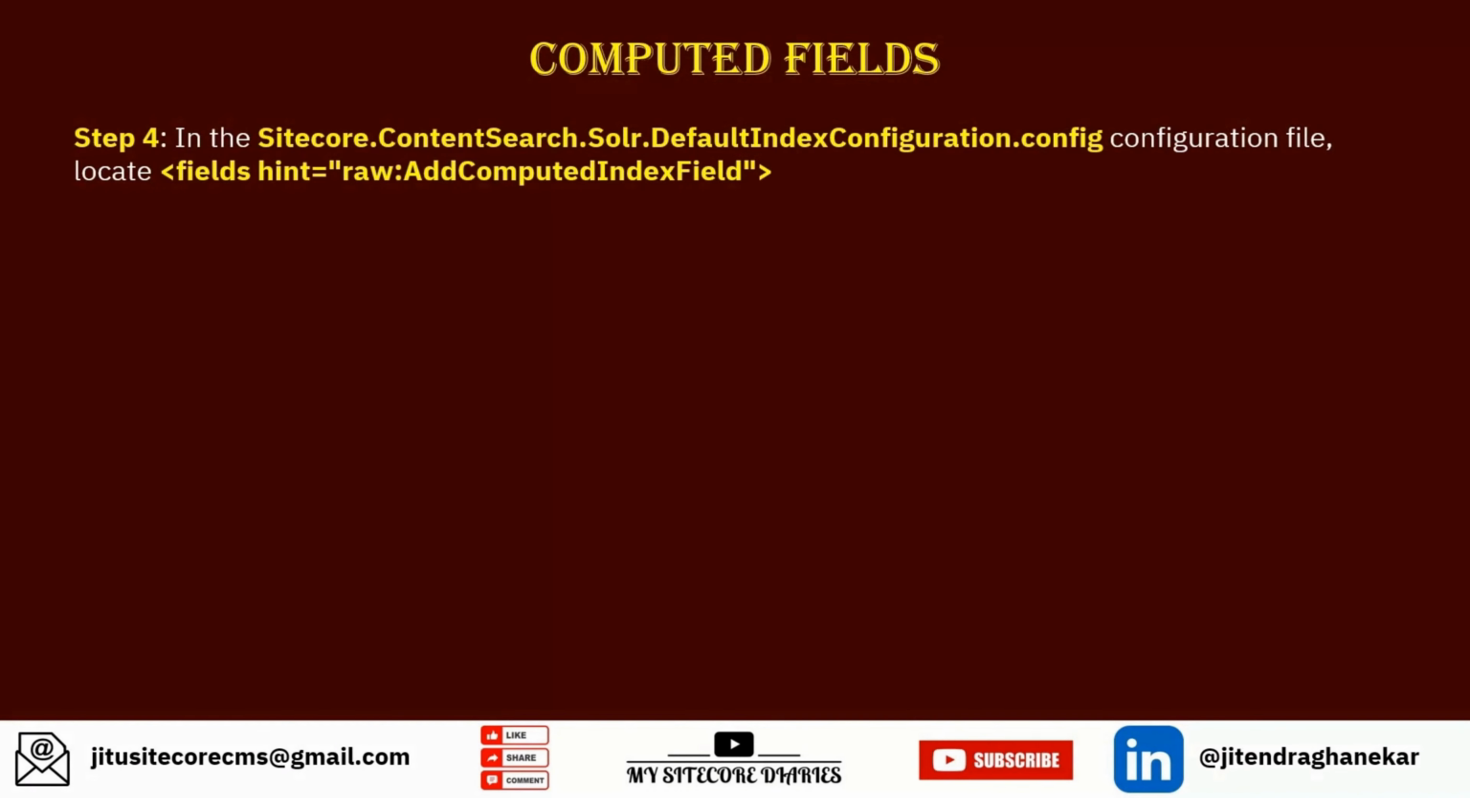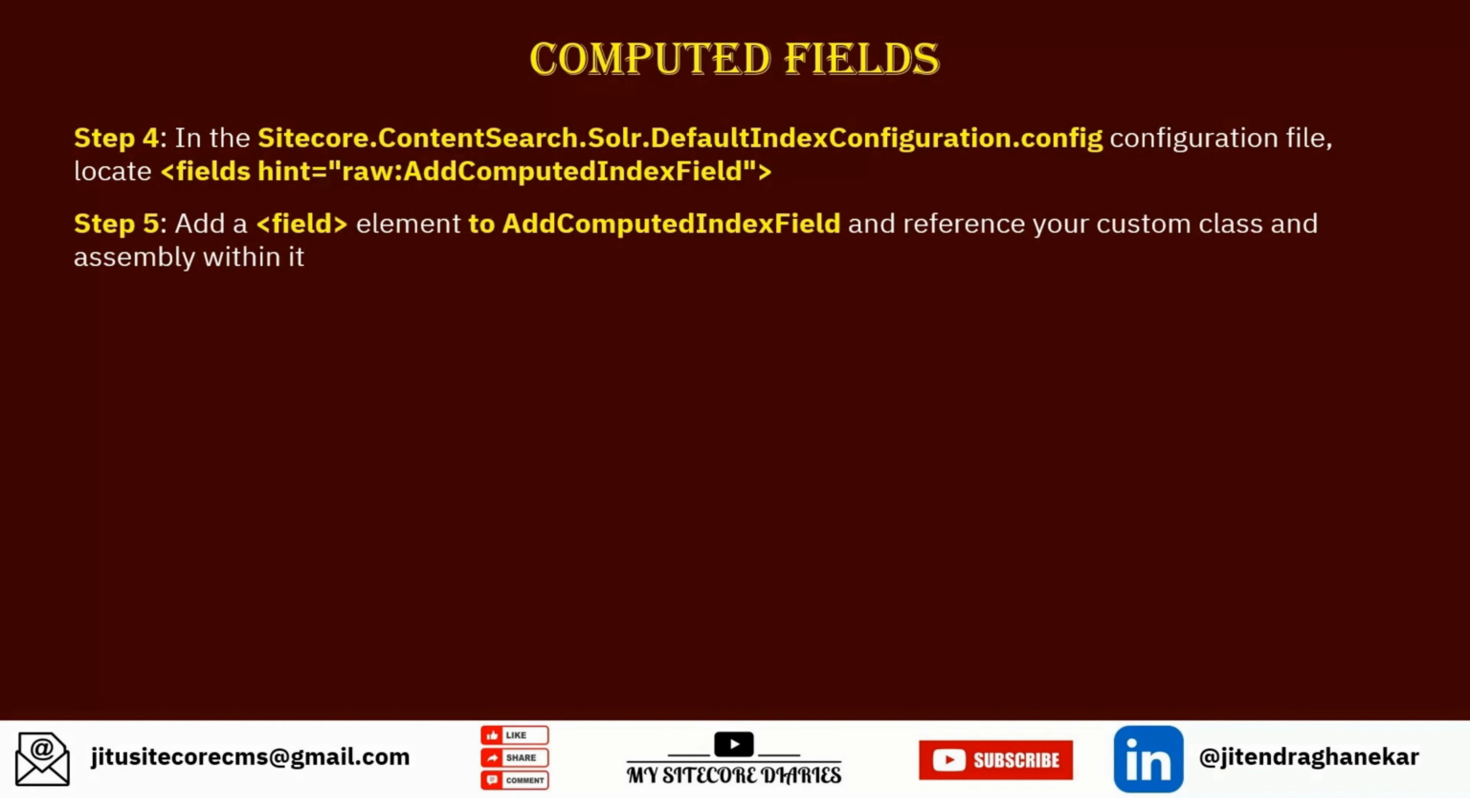Then step four is, in the Sitecore.ContentSearch.Solr.DefaultIndexConfiguration file, locate fieldMap hint equal to raw, add computed index field. You have to check where it is. Then add a field element to the computed index field and refer to your custom class and assembly within it. Then rebuild your search indexes.